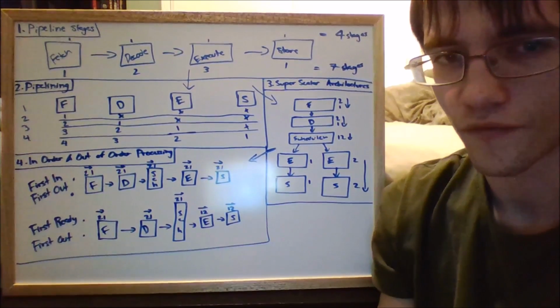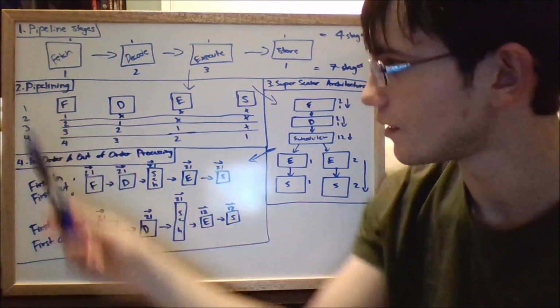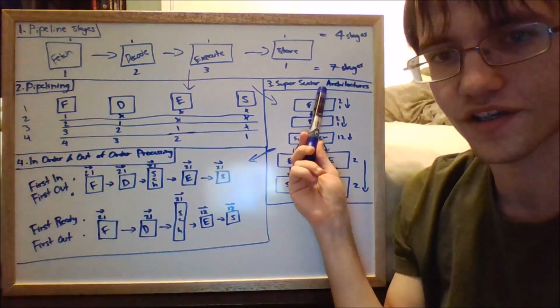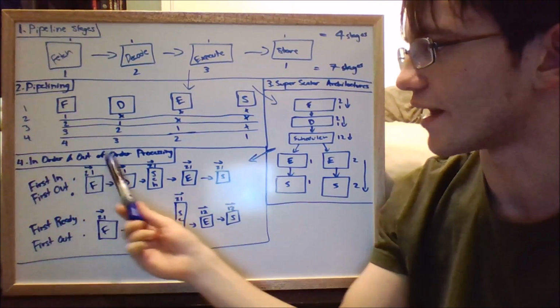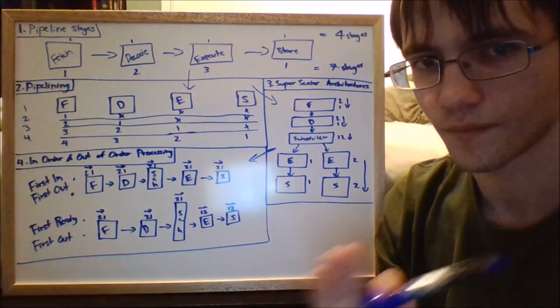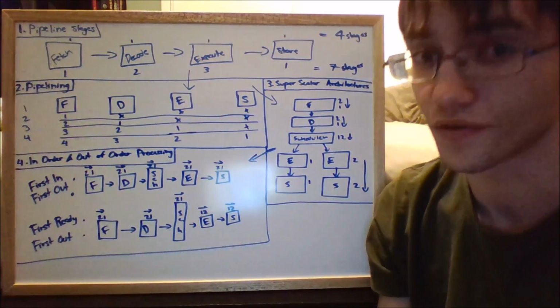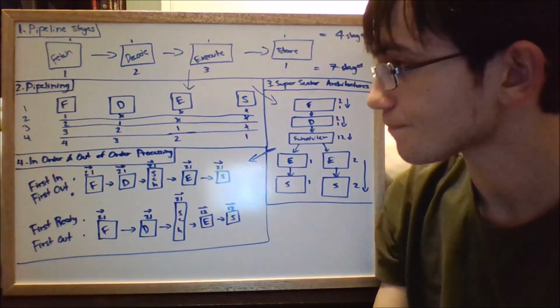Okay, 4 things we're going to be learning today: pipeline stages, pipelining, superscalar architectures, and in order and out of order processing. The first 3, all modern CPUs have, period. Last one, 95, I don't know, pretty much almost all of them have it.